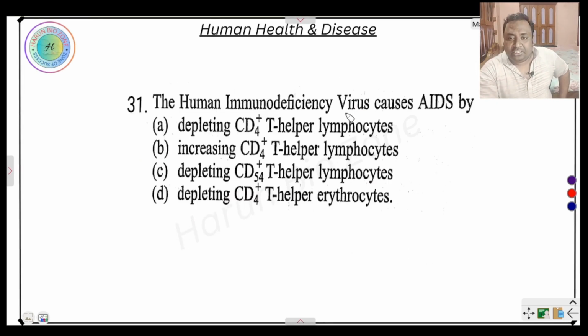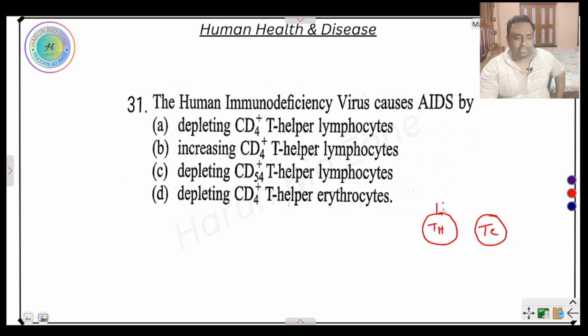The human immunodeficiency virus causes AIDS. What happened? Actually, this is the helper T cell and this is the cytotoxic T cell. Helper T cell has the CD4 plus receptor and cytotoxic T cell has the CD8 plus receptor.